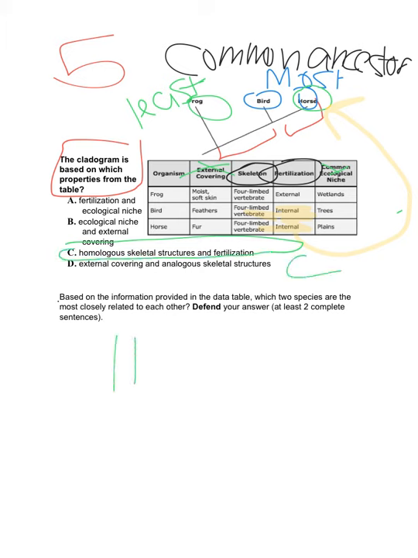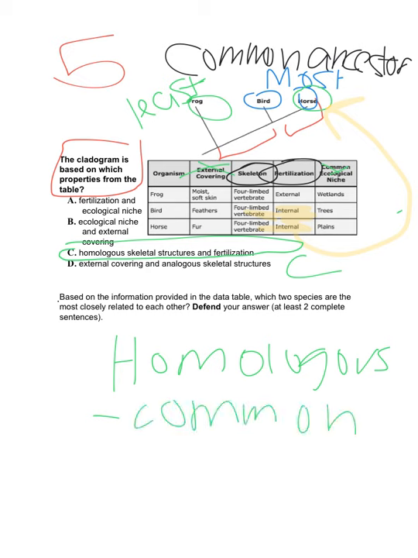If you'll remember, things with homologous structures means they are closely related, or they come from a common ancestor. If you see that word analogous, that is the opposite, where they do not come from a common ancestor.